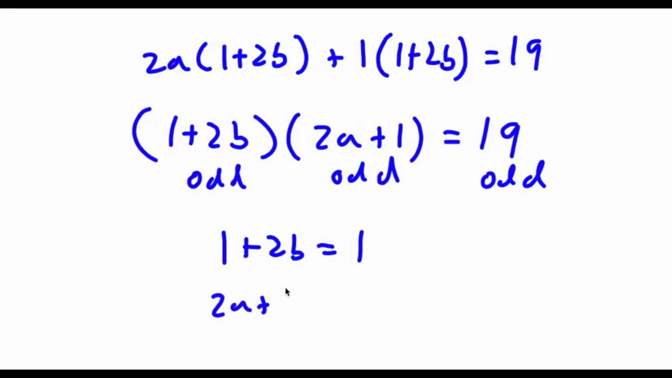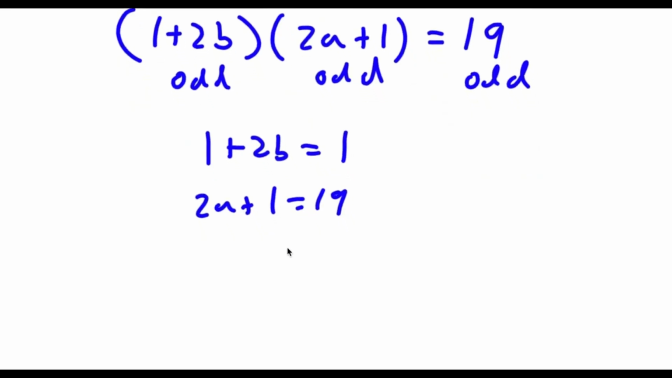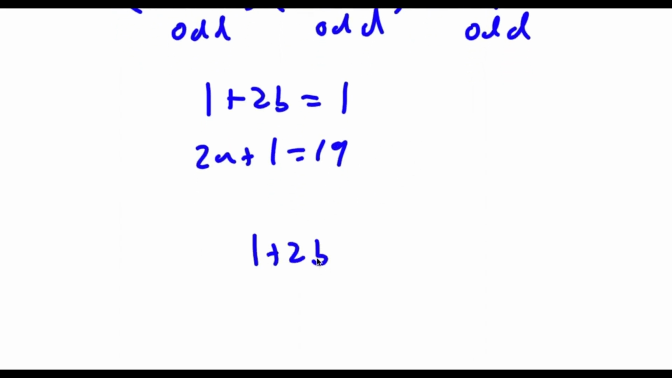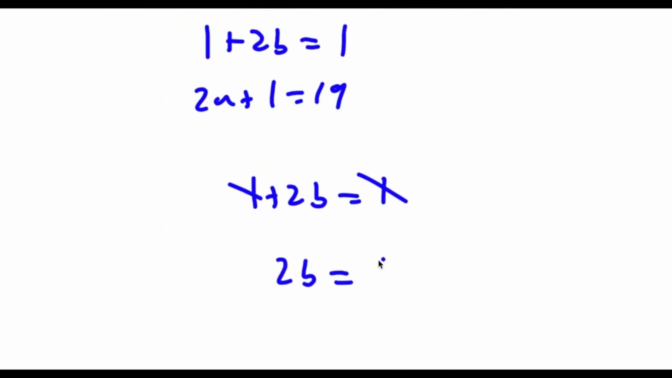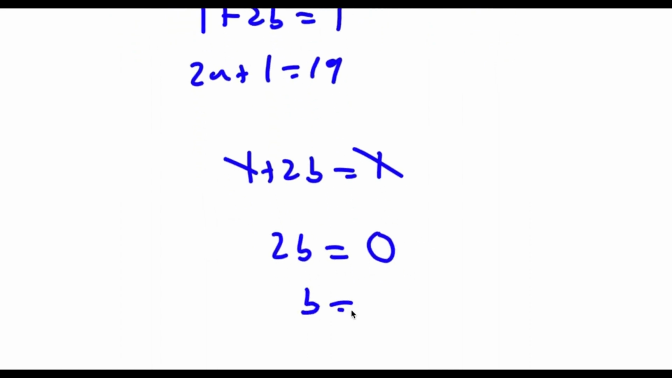So now if I set 2a plus 1 equal 19, now I can simply solve for b and a. So let's first start with 1 plus 2b. So I have 1 plus 2b is equal to 1. I'm going to first cancel these 1's out. So I have 2b is equal to 0, meaning b is equal to 0. So this is the value of b.